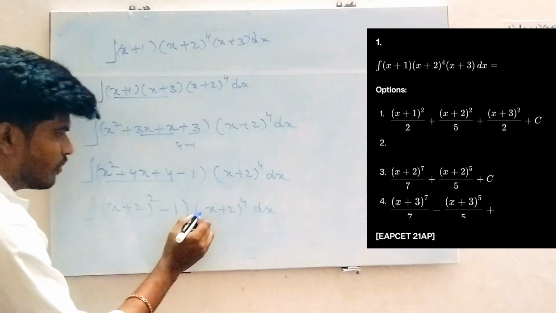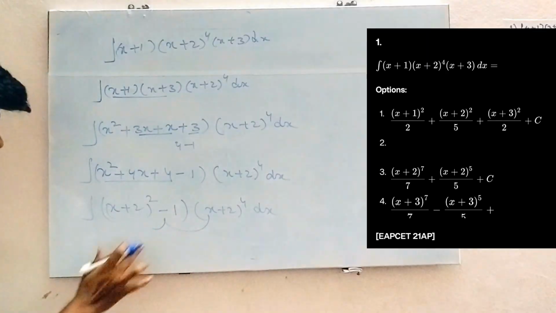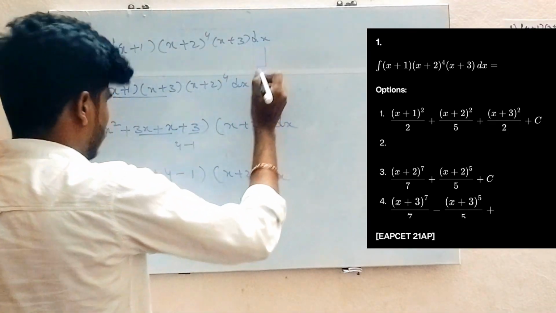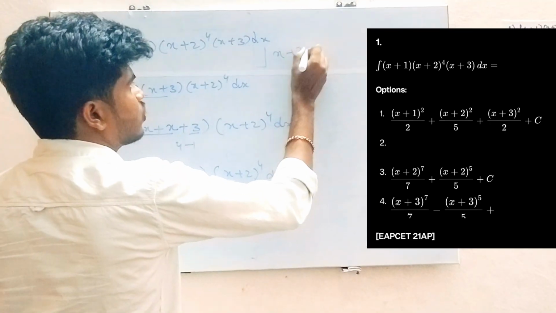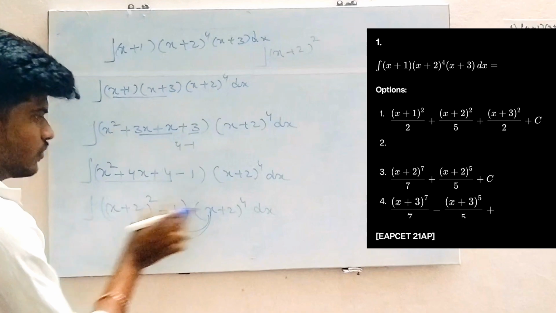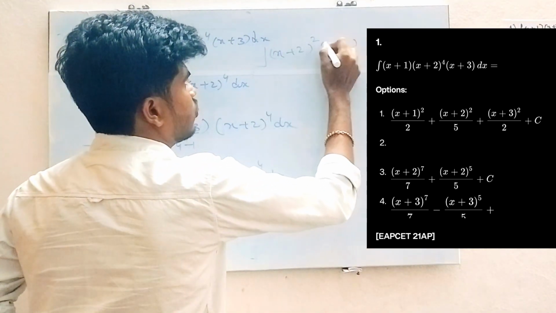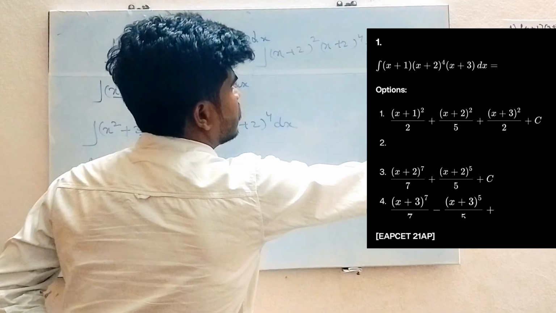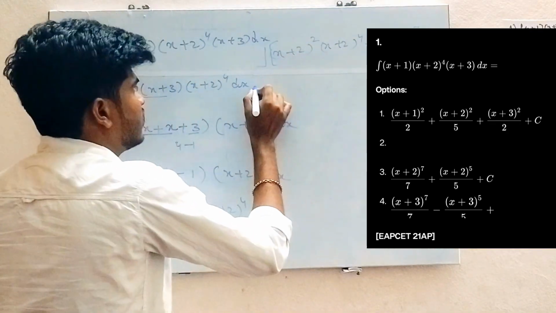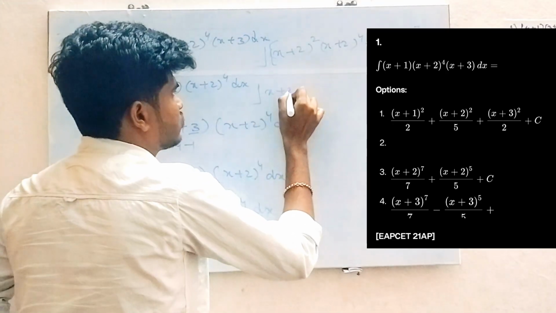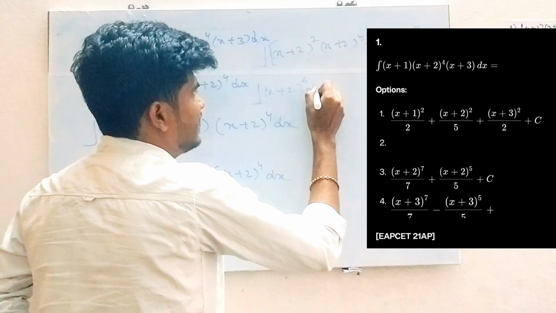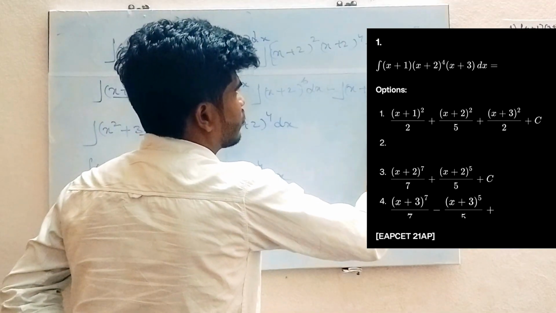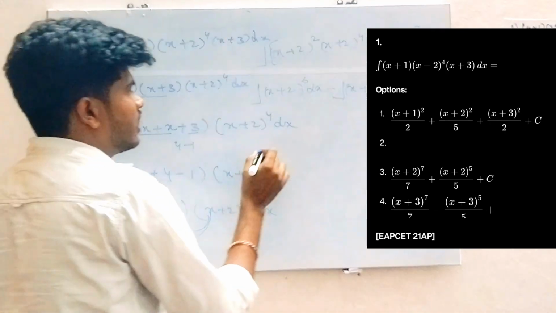Now we can multiply these two terms. That is, the integration of (x+2)^2 into (x+2)^4 minus (x+2)^4 dx. Now split the integration: integral (x+2)^6 dx minus integral (x+2)^4 dx. Now we can do the integration.